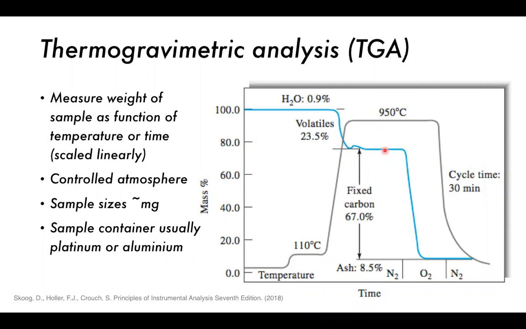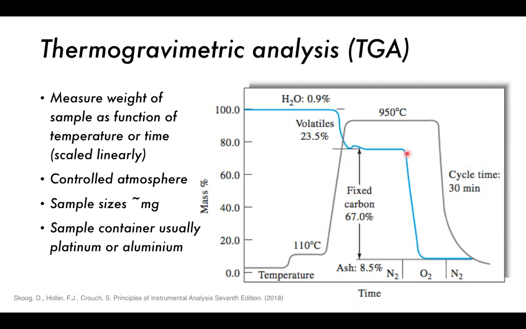Then we maintain this temperature for some time until all of the volatiles have been removed, and then we reach a point where we change the gas from nitrogen, which is our inert gas. Up until this point, all of the things which have happened to the sample are just internal processes. There's been no external trigger to start any new processes. So we change over the gas from this inert gas to a reactive gas such as oxygen. Then we see a rapid decrease in the mass of the sample. This is what's known as the fixed carbon.